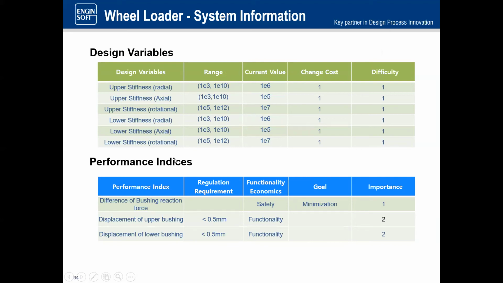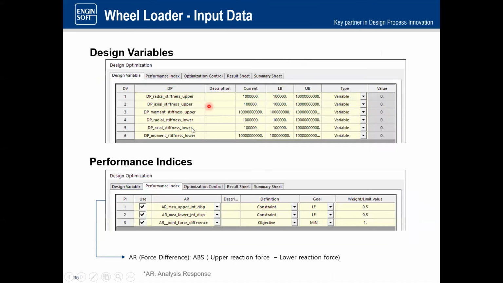Okay, and then the performance indices: we're looking at the difference in the reaction forces between the 2. We're trying to maximize the factor of safety by spreading out the load between the 2 bushings. And then we're trying to make sure we keep these displacements under control as indicated. So the difference is an objective function. We're trying to make it as low as possible. And then these other 2 are constraints because they have to be less than 0.5 millimeter.